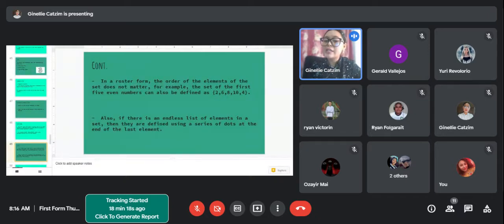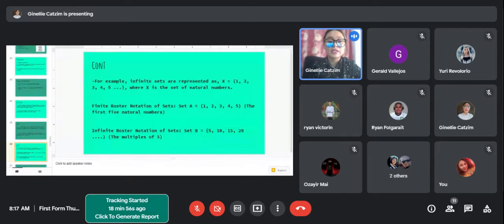Also, if there is an endless list of elements in a set, then they are defined using a series of dots at the end of the last element. This is talking about infinite sets, right? The ones that continue. So if I was to say the set of whole numbers, how will I write it if it's a lot? It's infinity, right? So we just write 0, comma 1, 2, comma 3, and we list the 3 dots and we close our curly brackets, and that is how we write it.